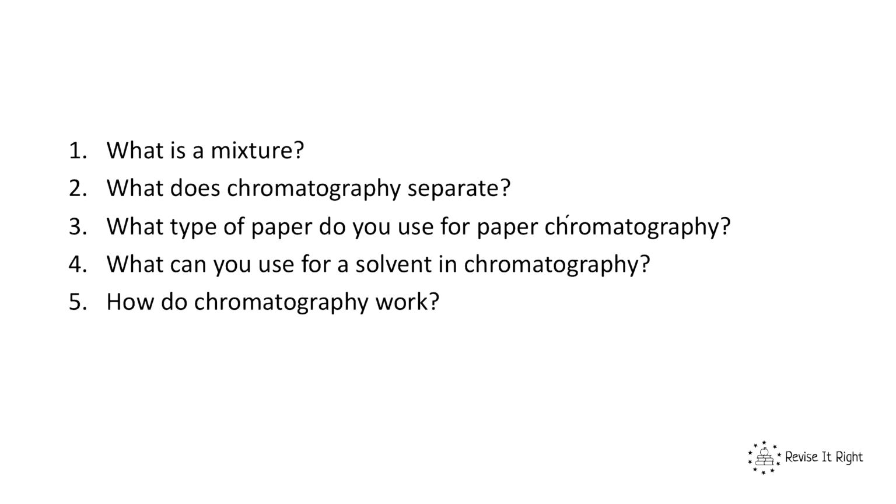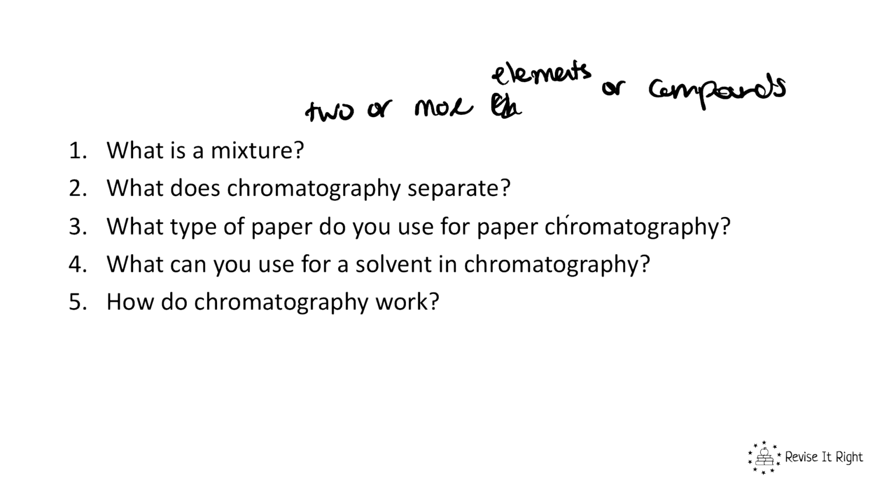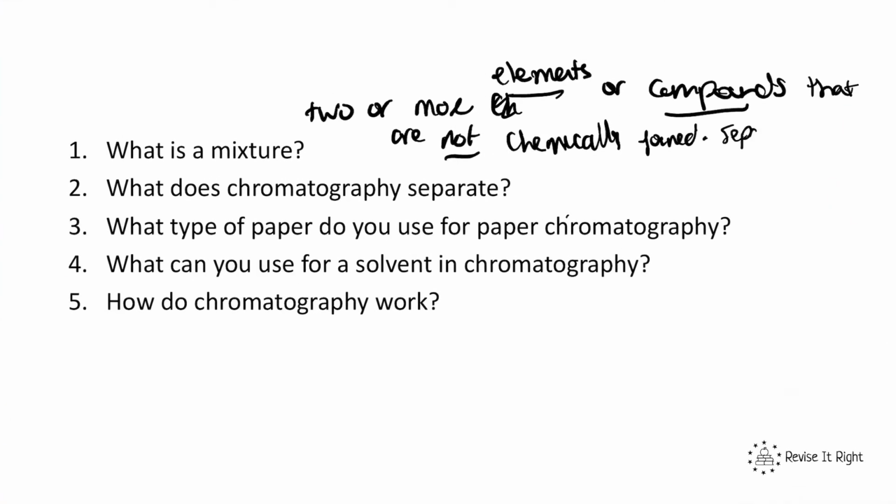Okay, so question 1. What is a mixture? Well, a mixture is a substance that contains 2 or more chemical elements, so 2 or more elements or compounds, because we saw in air it can be elements and compounds or both. So 2 or more elements or compounds that are not chemically joined. And one important thing to add with a mixture is that they can therefore be separated easily. They can be separated easily.